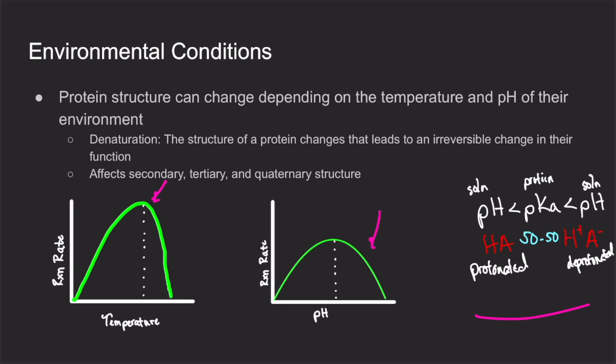That's what's happening here. It could also happen the other way. Maybe you really don't want that hydrogen there. You want to be negatively charged in order to interact. Well, if you lower the pH, you're going to attract that hydrogen to you, and all of a sudden you don't have that negative charge to interact with your substrate. So pH and temperature both will change a protein's structure, and it can become an irreversible change, and that's what we refer to as denaturing the protein. Okay?